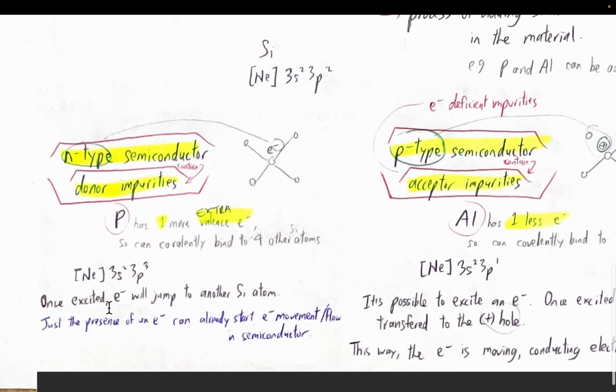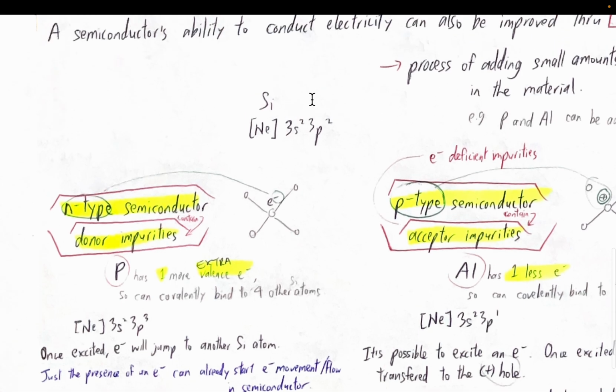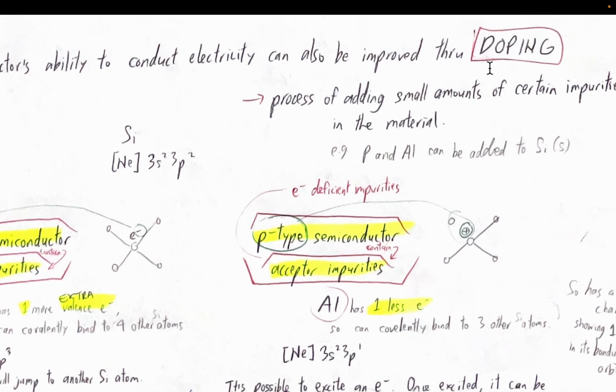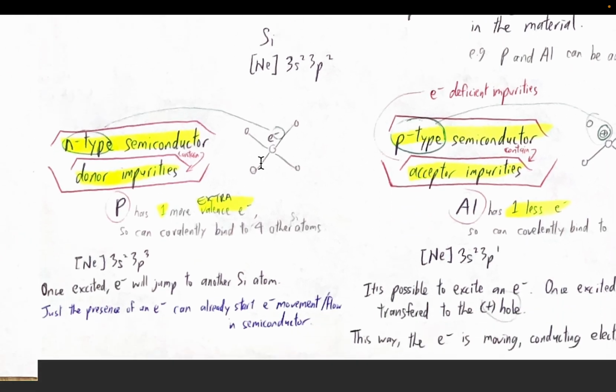Once excited, electrons will jump to another silicon atom. Silicon, by the way, again, like I said, phosphorus and aluminum can be added to Si as a form of doping. The process of doping taking place. So phosphorus in the middle, silicon everywhere else. Electrons will jump to other silicon atoms. Only the presence of an extra electron can already start the electron movement or flow in the semiconductor.